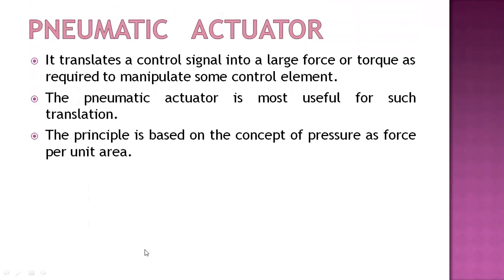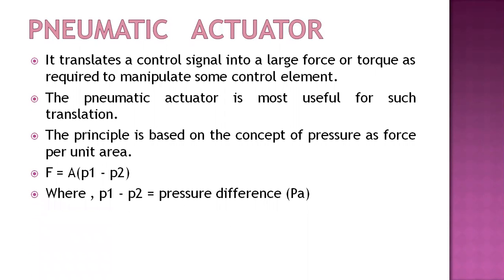So as I told you, the pneumatic actuator is most useful for such translation, like it translates a control signal into a large force or torque as required to manipulate some control elements. So here you can find F = A (P1 - P2), where F is the force in Newton, P1 - P2 is the pressure difference in Pascal, and A is the diaphragm area in meter square.